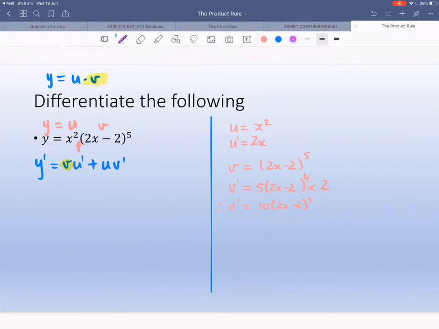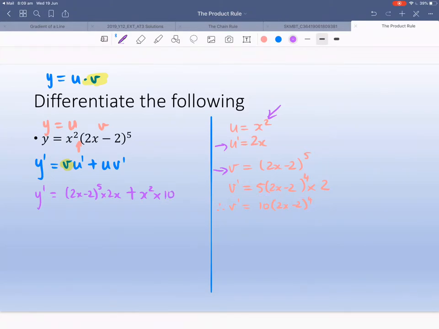Now we're in a position to solve our problem. So now I'm just going to differentiate, and I'm going to substitute what I wrote in blue. y dash equals, what's v? That's here. That's just (2x minus 2) to the power of 5 times, what's u dash? Because we're looking at that now. That's 2x, times 2x. There's a plus in between. u, what is it? Here it is, x squared, times, what's v dash? Well, that's that big thing that we did right at the end.